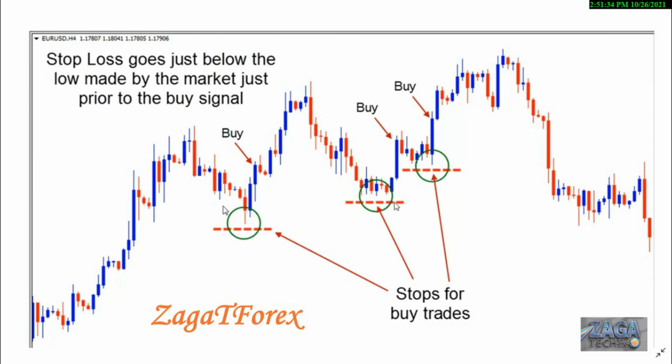This is the buy scenario, guys. Now, for a buy trade, you put your stop loss here, just below the level of support. Same thing, level of support.